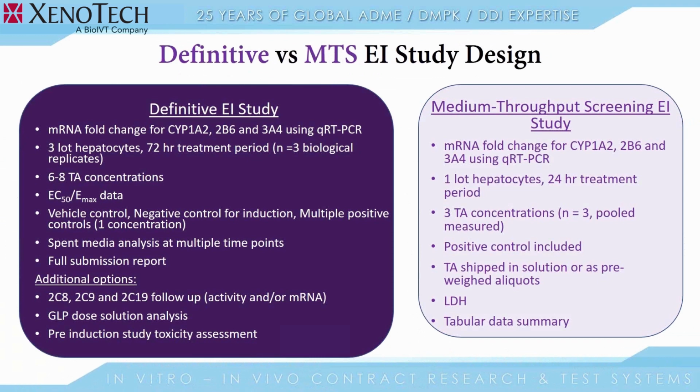Now, this is contrasted by our medium throughput study design, and the medium throughput study is more of a screening type study. This study design also looks at RNA fold change for CYP1A2, 2B6, and 3A4. In our medium throughput study design, we only use 1 lot of hepatocytes, and they're only treated for a 24-hour period. Only 3 concentrations of test article are included. And while we do these in triplicate, they're pooled measurements, so they're not true biological replicates. A positive control is included.